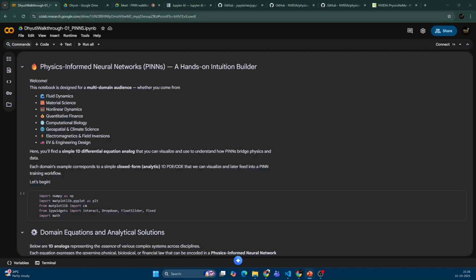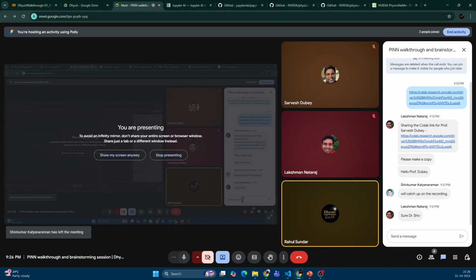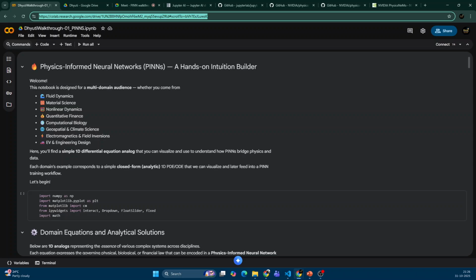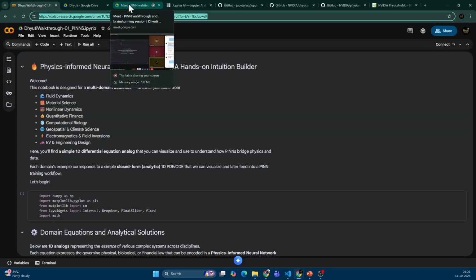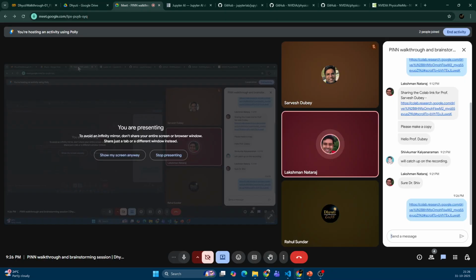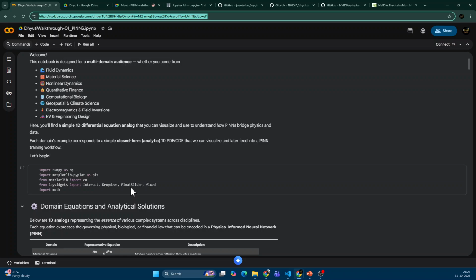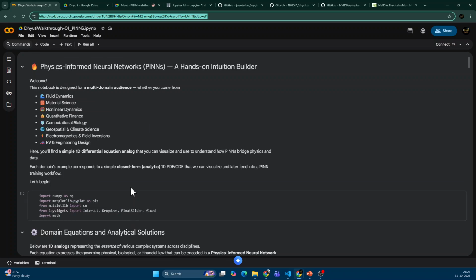So I'll share this Google Colab link with all of you again. Are you able to access the Colab notebook? Yes, I can access it, and I just made a copy. So, Professor Dubey, you can also make a copy. It will be helpful so that the original one is still there, and the copy will go to your own Google Drive. In that way, you can also make further edits on top of that.